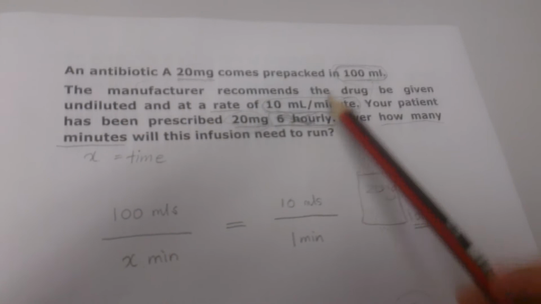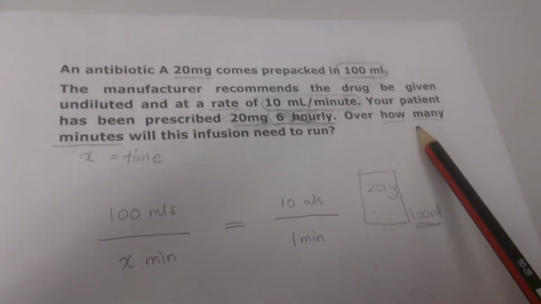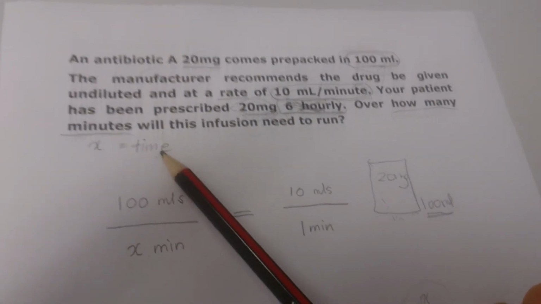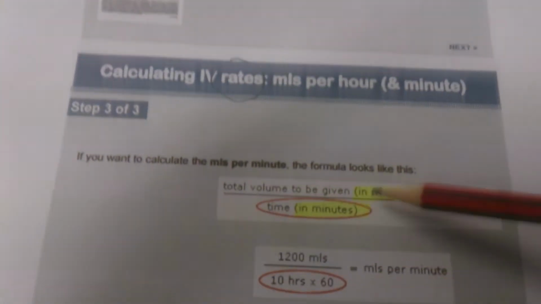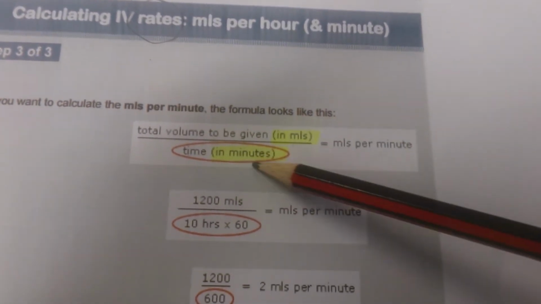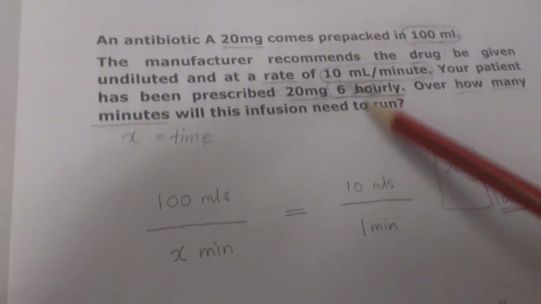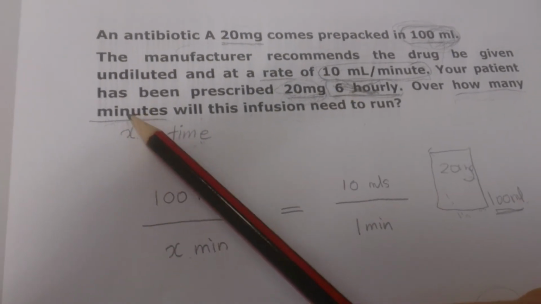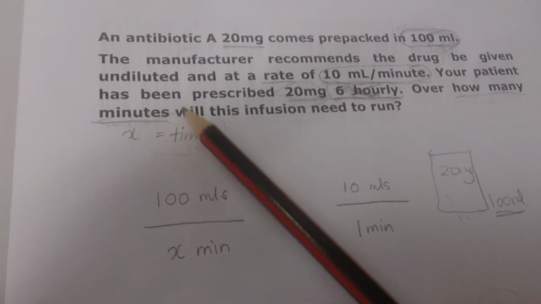So we got the rate, we got the volume, and what we want to know is how many minutes this infusion would need to run. So what we don't know is the time. So we come back here. Remember we said there are two different ways to indicate the infusion rate. The second one is mils per minute. We use this formula because the units they use here is mils, and the time that we want to know is in minutes. So it's easier for us to use this formula, because if you use this one, then we somehow need to convert that minutes to an hour and so on.